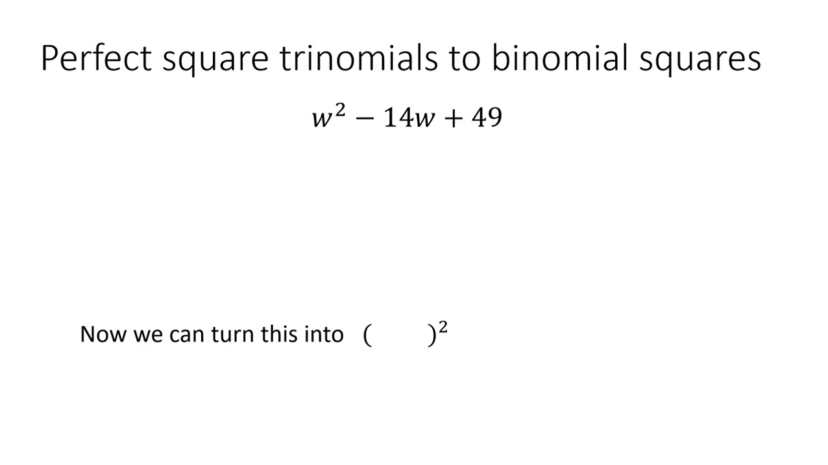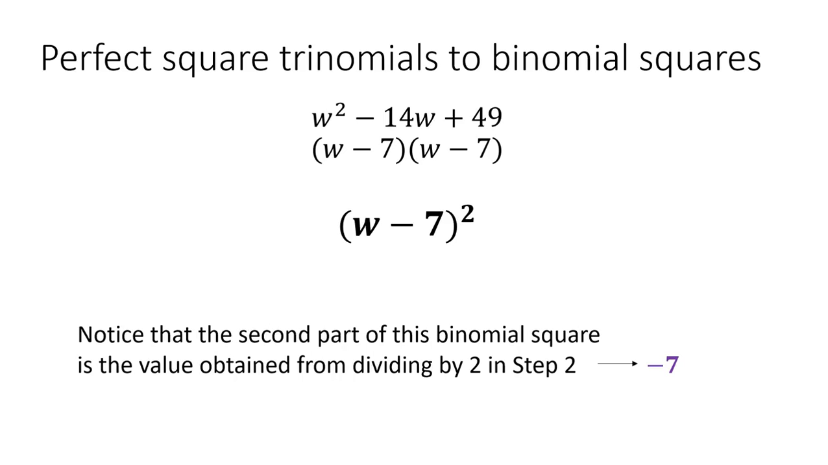Now let's make this a binomial square. When we factor this, we get two quantities, both w minus 7, which means it's the quantity w minus 7 squared. And again, notice our second term is exactly what we got when we divided by 2. Negative 14 divided by 2 is negative 7.